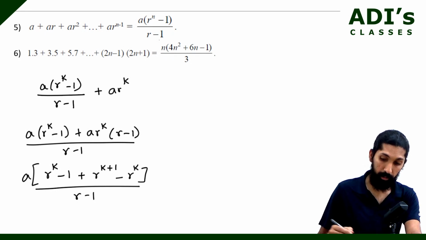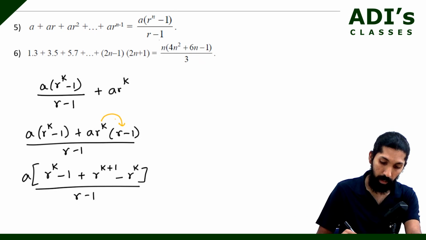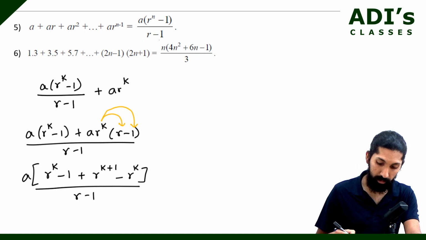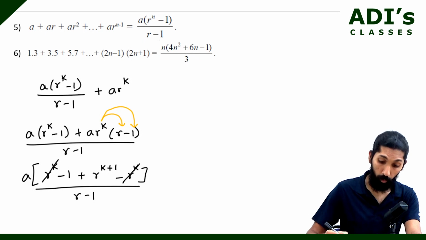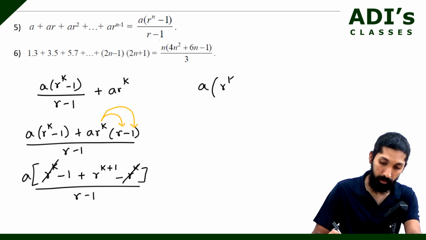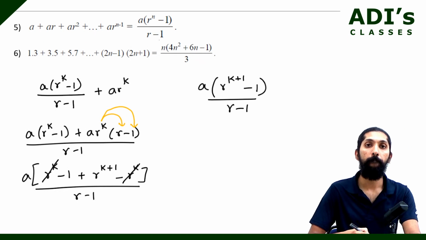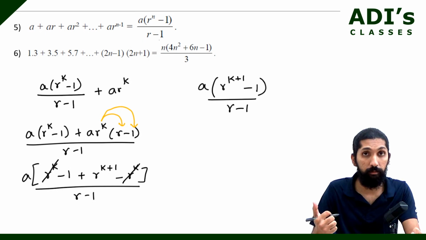You are multiplying this r to the power of k with r and r to the power of k with minus 1. So you are going to get this. What gets cancelled? R power k gets cancelled. What do you end up with? A into r power k plus 1 minus 1 by r minus 1. This is p of k plus 1, correct?